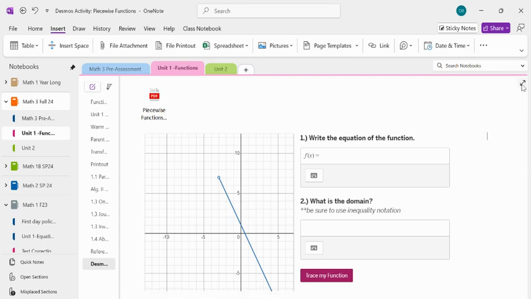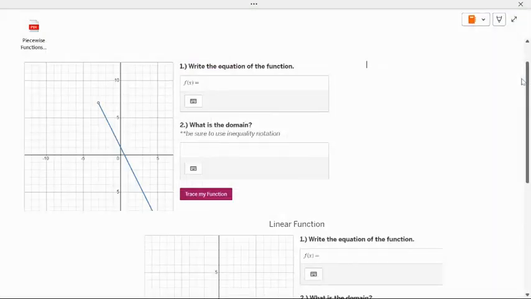All right, so this is just a quick video to remind you how to write a linear function, write an equation to a linear function. So if you think back to Math 1, you guys learned y equals mx plus b. Remember that m is your slope and b is your y-intercept, where you cross the y-axis.